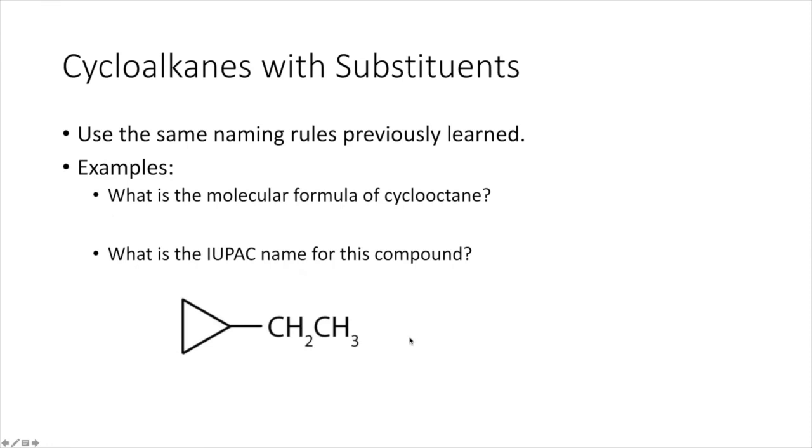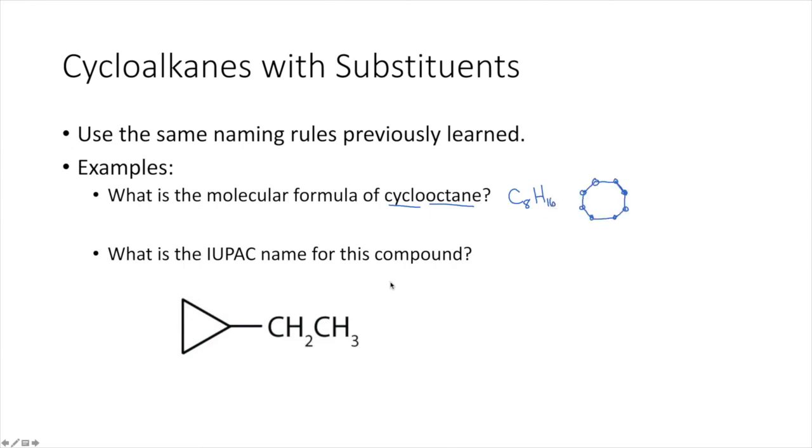And so we'll end this lesson with just a couple examples of cycloalkanes, and in particular with substituents. Their naming rules are the same as the alkanes. So let's practice a little bit of that. What is the molecular formula for cyclooctane? So cyclo being ring and octane meaning 8. So the formula has C with a subscript of 8 because there are 8 carbons. And then I remember the formula is CnH2n. So that would be C sub 8, H sub 16.